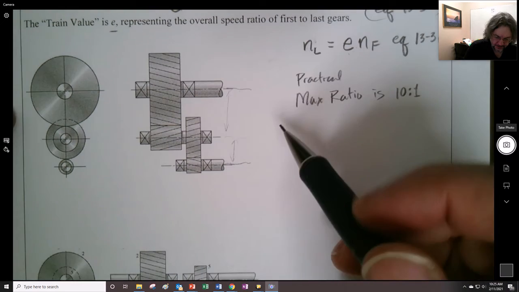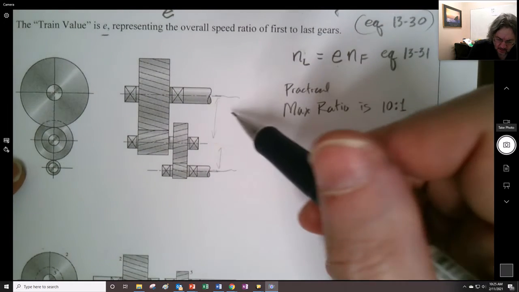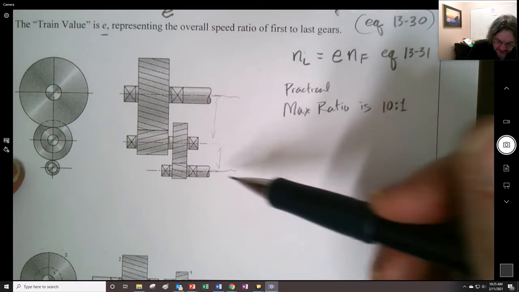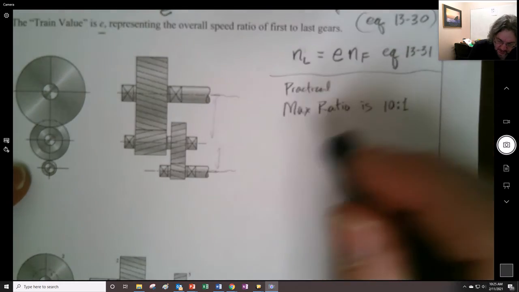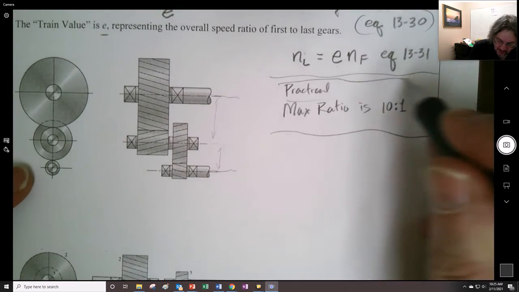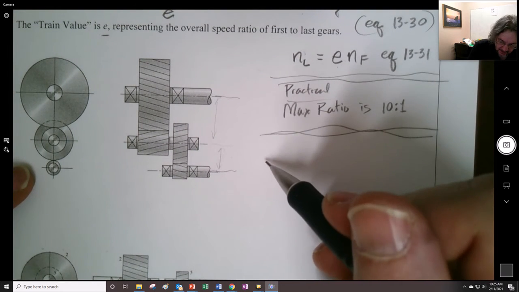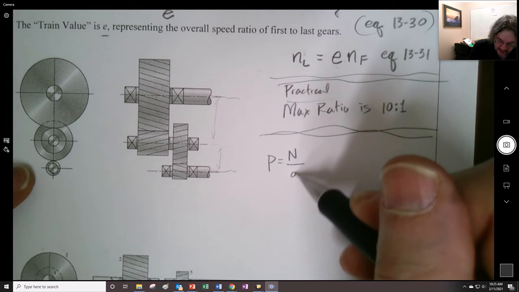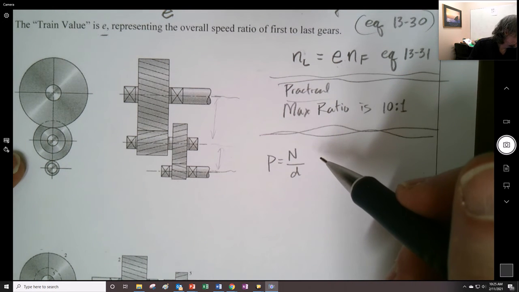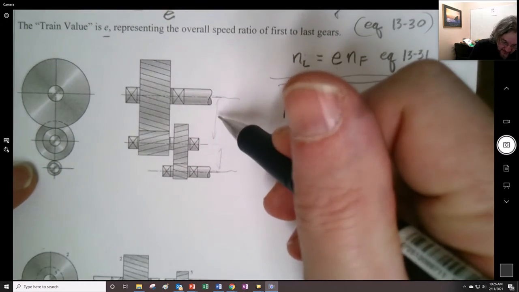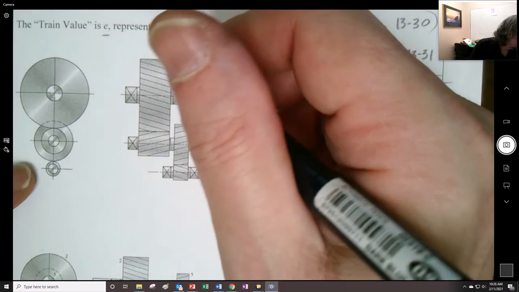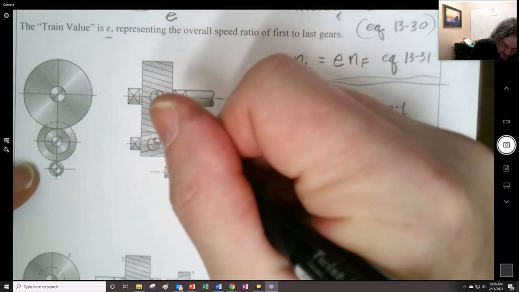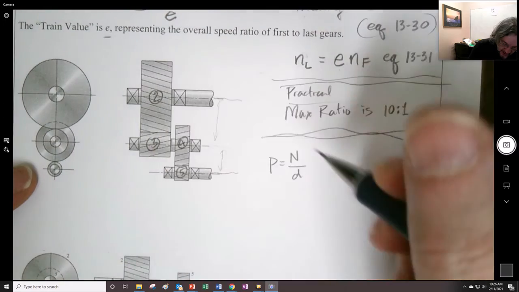Let me also reiterate why the number of teeth and the shaft distances apart are something we want to talk about. That's that idea isolated right here. It's because pitch is defined by number of teeth over diameter, right? So if we number this gear 2, this is 3, this is 4, and this is 5 right here, right?